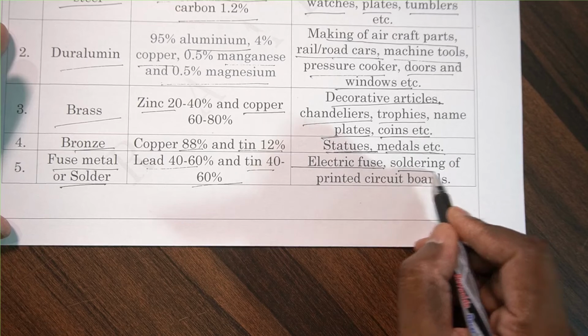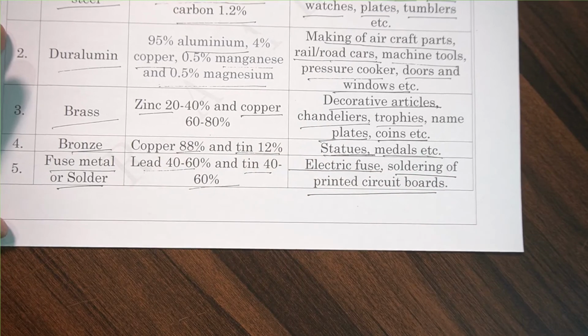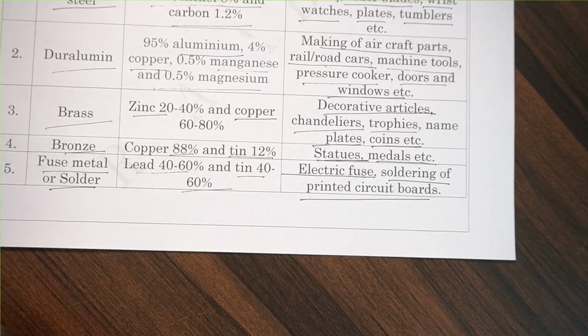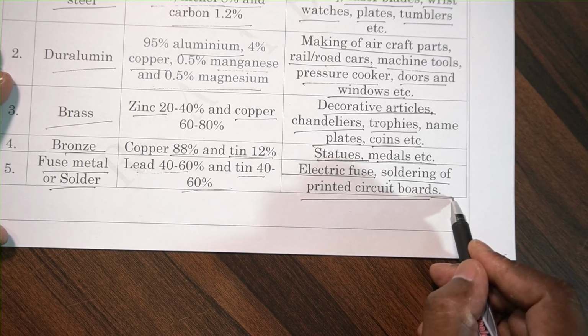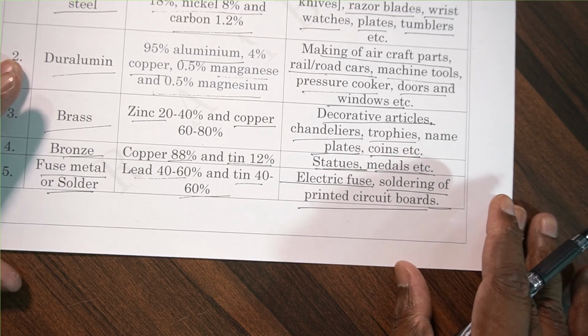Now the other use is soldering of printed circuit boards. Electronic components joined in a printed circuit board can be soldered by melting this fuse metal and joining them. So it gets connected and stays there rigid. So this is another use of fuse metal.